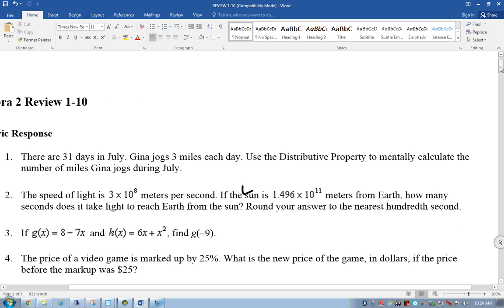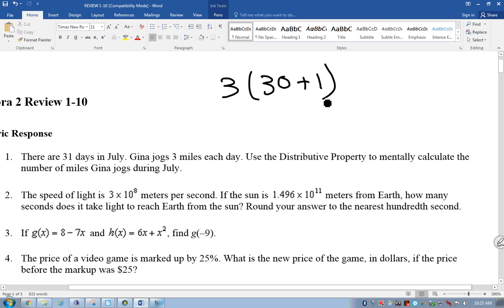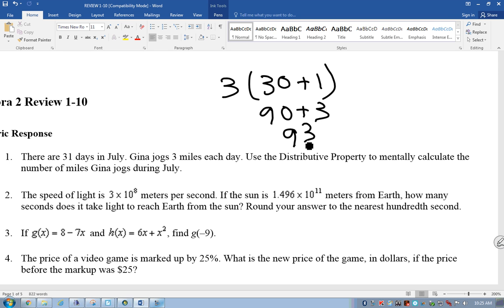There are 31 days in July. Gina jogs 3 miles each day. Use the distributive property and mentally calculate the number of miles Gina jogs during July. So basically it's 3 times 31. You could look at it as 3 times 30 plus 1. You can make that 90 plus 3 and get 93. Something to that effect, but we should get 93 miles. Is that correct? Can we all do that? Hope so. After that was number 4.